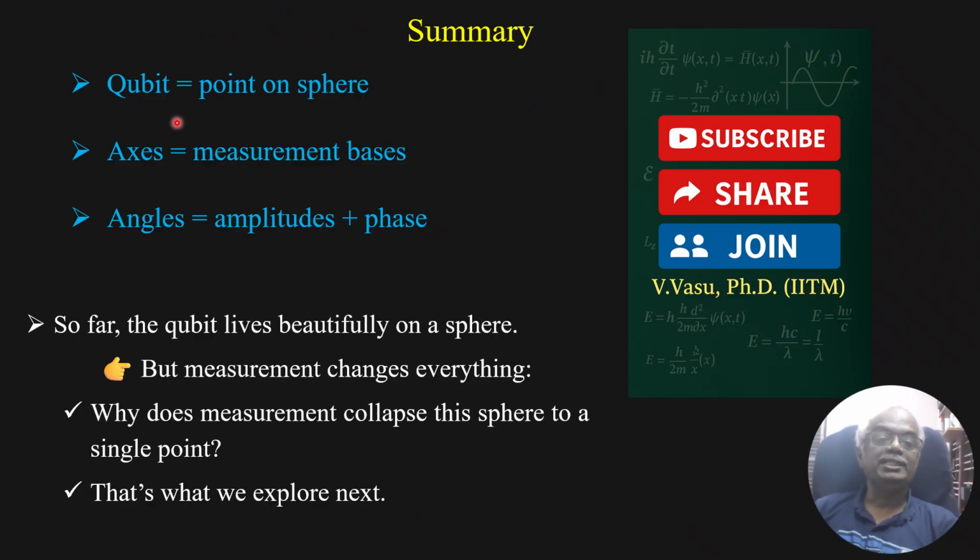We will see the summary. A qubit is a point on a sphere, just as we have seen just now. A qubit is a point on a sphere, that is the Bloch sphere. Axes are for the measurement bases. Angle is equal to amplitude plus phase. So far, the qubit lives beautifully on a sphere, but measurement changes everything. Why does the measurement collapse this sphere to a single point? That is what we are going to explore next. So in my next lecture, how one state gets collapsed.